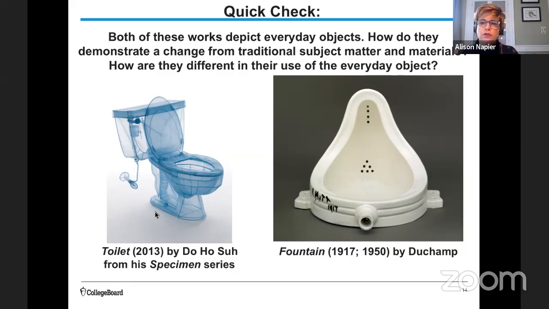So while Duchamp is challenging art itself, the contemporary artist Do Ho Suh is taking his toilet and really working with personal experiences and how we respond to our lives.